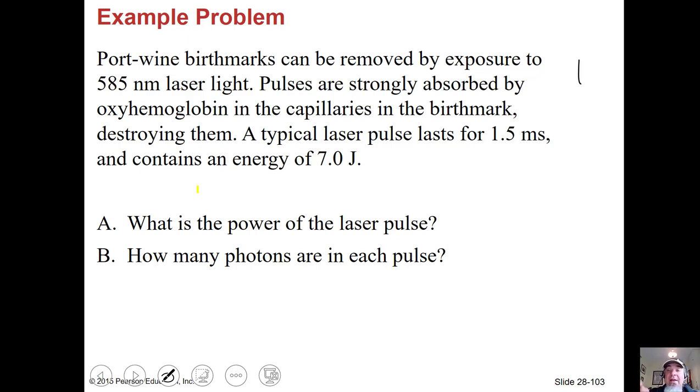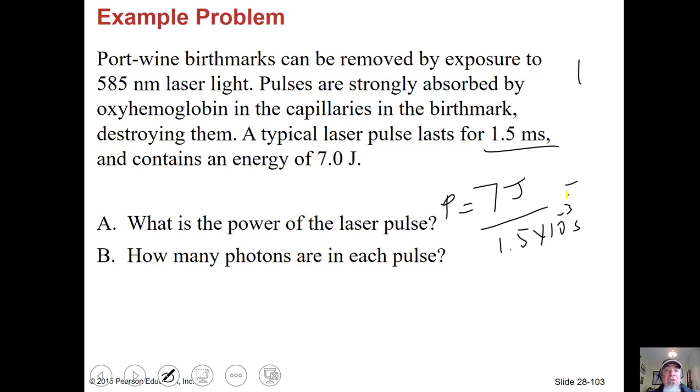A typical laser pulse lasts for 1.5 milliseconds, so 1.5 times 10 to the minus third seconds, and contains an energy of 7 joules. What is the power of the pulse? Okay, so the power is the energy, in this case 7 joules, divided by the amount of time, 1.5 times 10 to the minus third seconds. So you can get the power that way. Okay? How many photons are in each pulse?